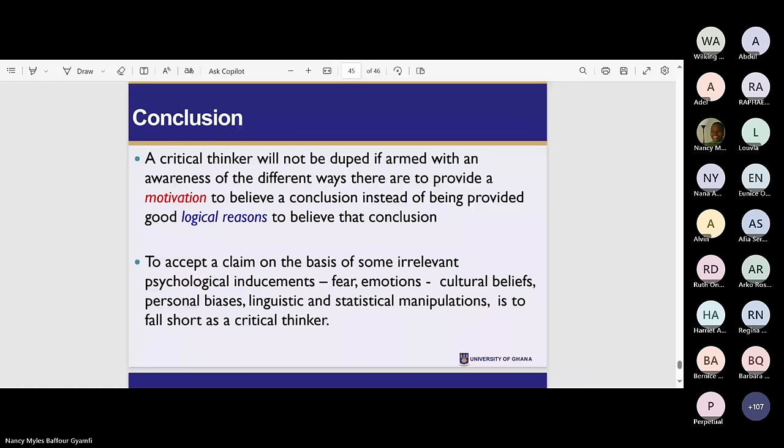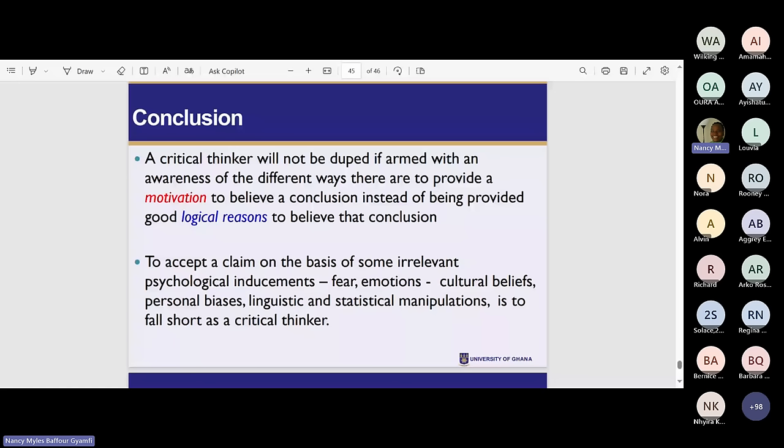Conclusion. A critical thinker will not be duped if armed with an awareness of the different ways that are used to provide a motivation to believe a conclusion, instead of being provided good logical reasons to believe that conclusion. To accept a claim on the basis of some irrelevant psychological inducements, fear, emotions, cultural beliefs, personal biases, linguistic and statistical manipulations, is to fall short as a critical thinker. Well done. Thank you very much.